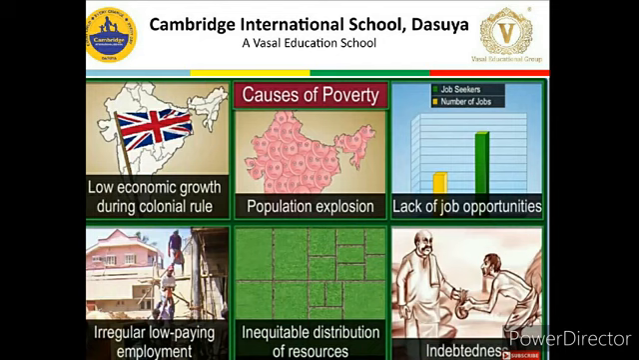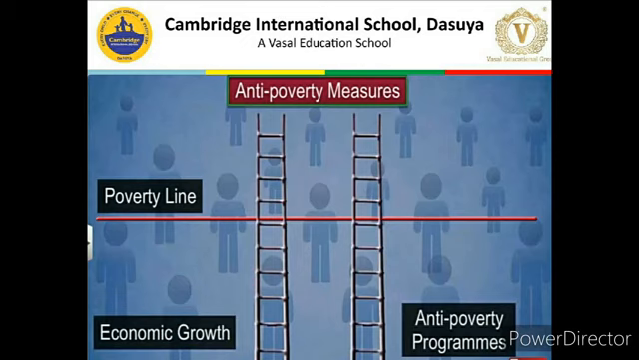So now let's proceed to the next topic of today's video lesson, that is anti-poverty measures. Since we have seen in detail the causes of poverty, now we are going to eliminate each cause of poverty so that overall poverty can be removed for India. Now this is anti-poverty measures. Anti-poverty measures mean policies adopted by the government of India with a view to reduce or eliminate poverty in India.